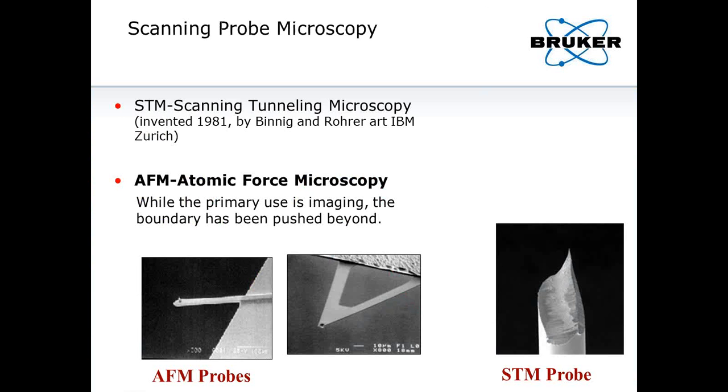So today we'll talk about how does atomic force microscopy work and what can it do for you. Atomic force microscopy is one of the members of the scanning probe microscopy family. Thirty years ago, scanning tunneling microscopy was invented by Binnig and Rohrer at IBM Zurich. Five years later, they got a Nobel Prize. Why did they deserve that? Because for the first time, they could see atoms, real space atomic resolution images of surfaces.